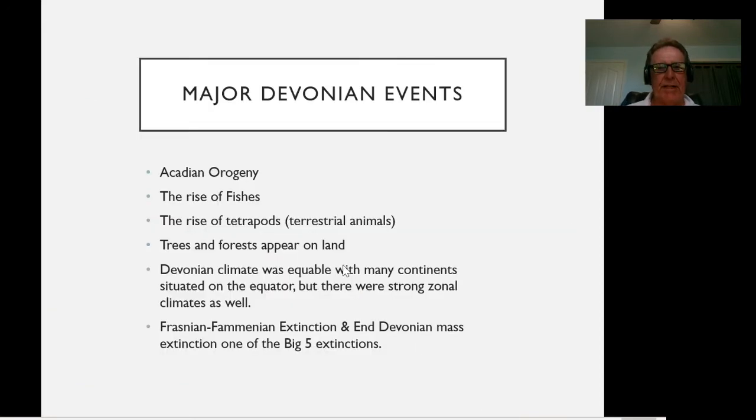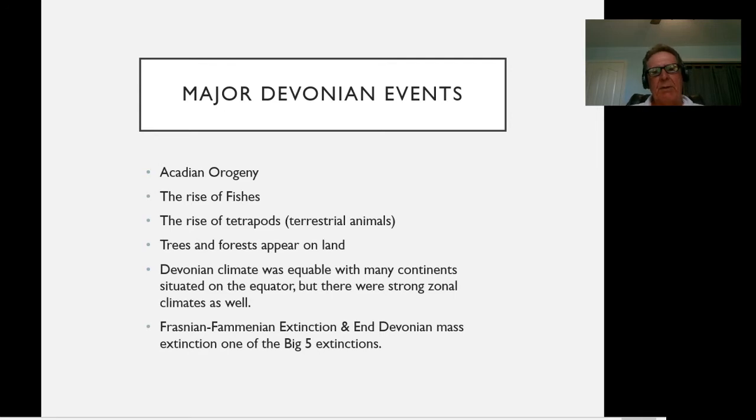In terms of major Devonian events, we have the conclusion of the Acadian orogeny. The Acadian started in the Silurian and was completed in the Devonian. In terms of evolution, we see the rise of fish. Fish were around before then, but they really became dominant in the ocean. We see the rise of tetrapods. These are terrestrial animals, the forerunners of humans, so our early ancestors. We begin to see trees and forests appear on land. So this entire terrestrial ecosystem really takes hold in the Devonian.